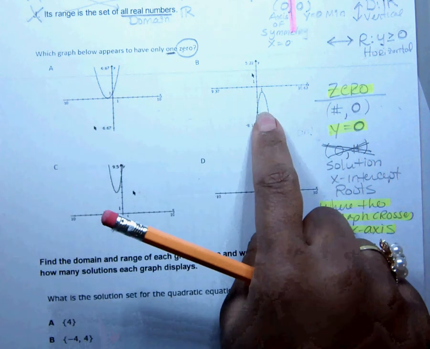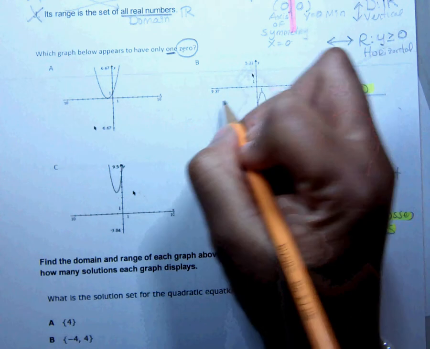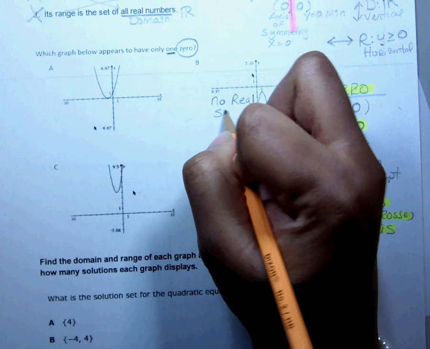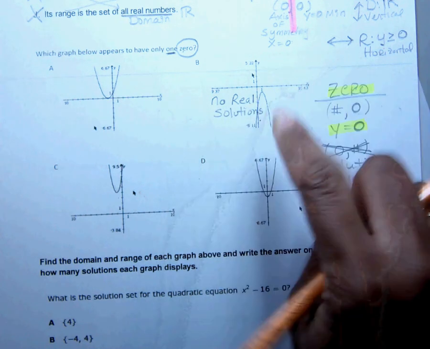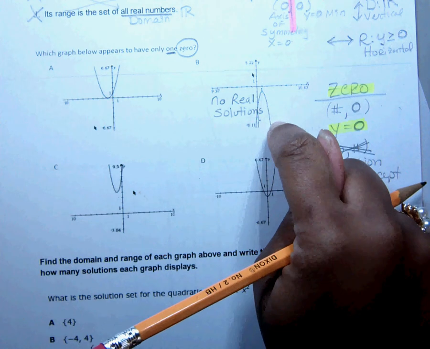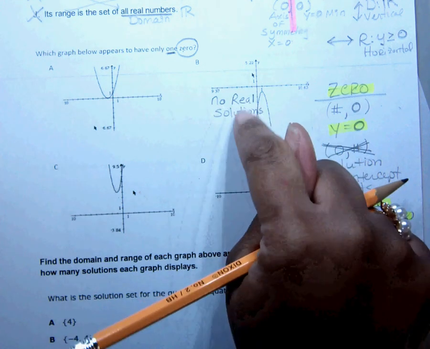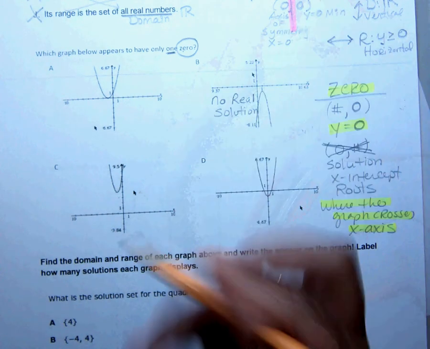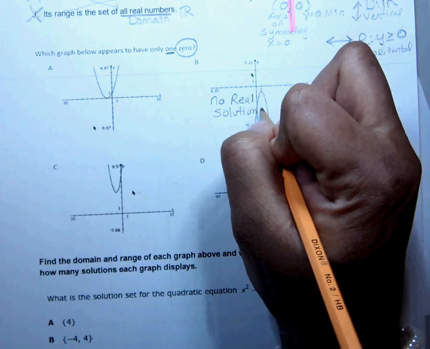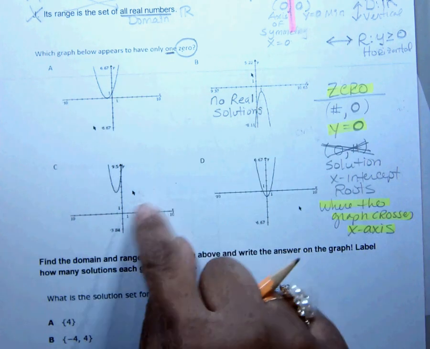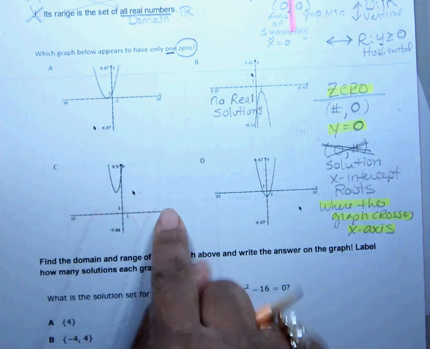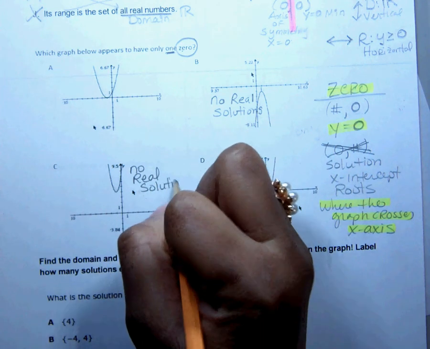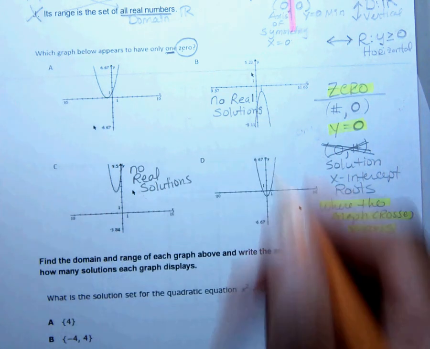Okay, well, does it cross the x-axis here? No, it doesn't touch it at all. So this is what you call, I have solutions, they're just not real. And you learn about what the solutions look like for this when you get to Algebra 2. But you need to know that that is no real solutions. And then here, how many solutions do you have? Well, it doesn't touch the x-axis at all, so again, no real solutions. Okay? So it can't be this one.